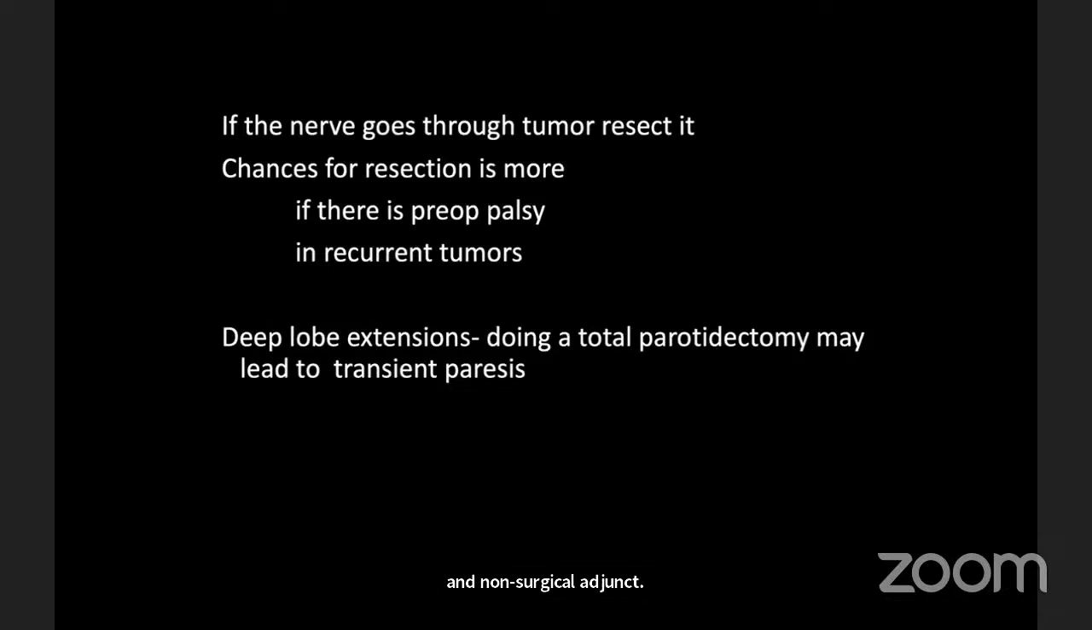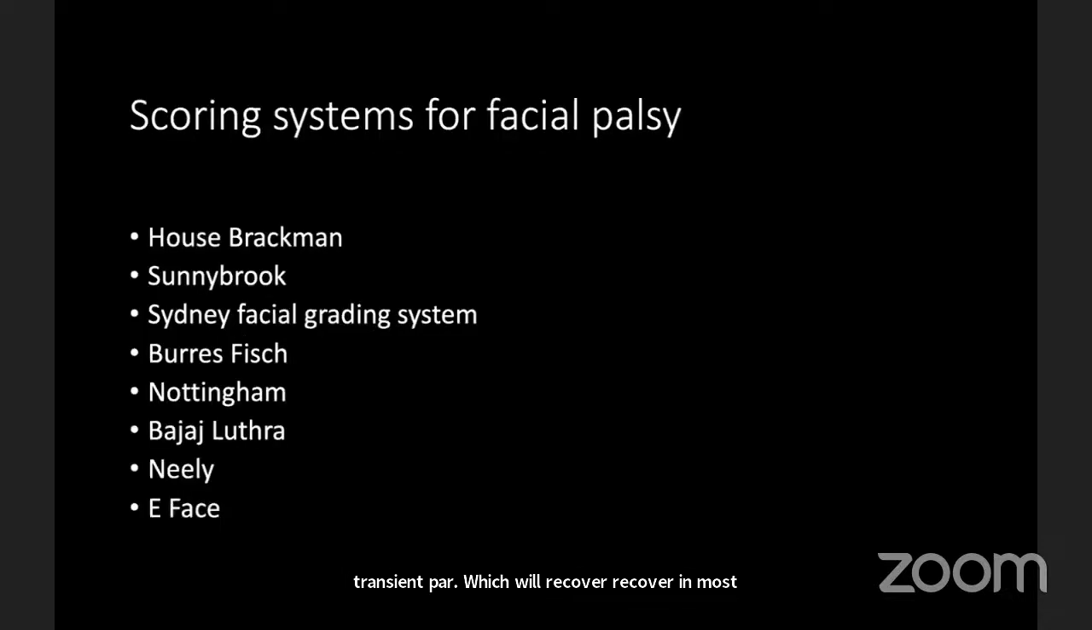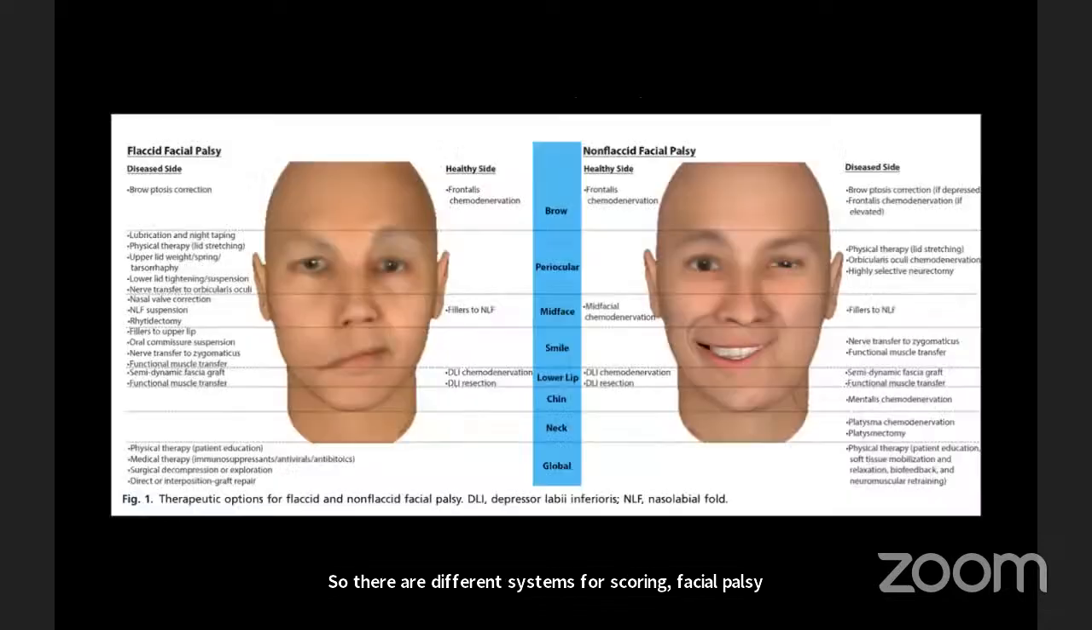So the basic principle is if the nerve goes through the tumor, you resect it. The chances of resection are more if there's pre-op palsy, obviously, and in recurrent tumors. With deep lobe extensions, a total parotidectomy may lead to transient paresis, which will recover in most patients, but a small subset might have persistent palsy. There are different systems for scoring facial palsy, and these are some of the systems. What we commonly follow is the House-Brackmann and Sunnybrook systems.